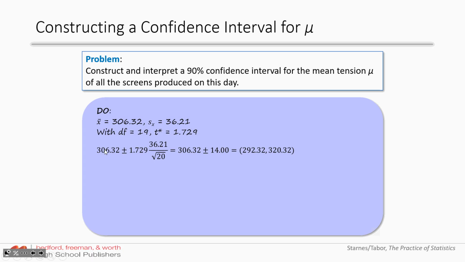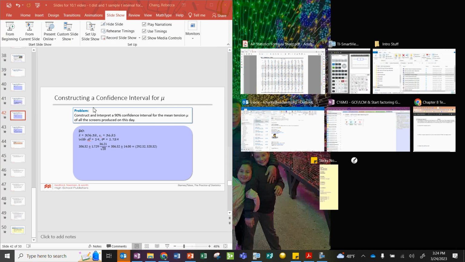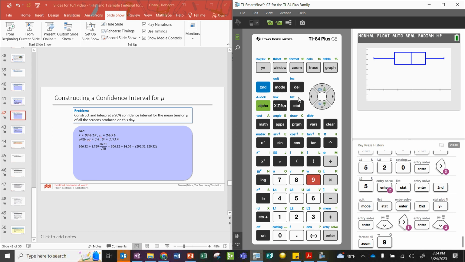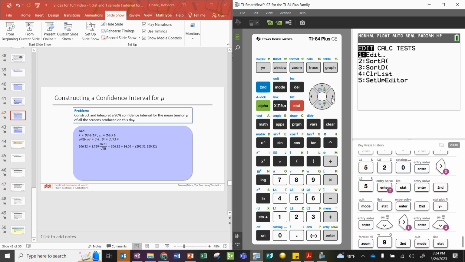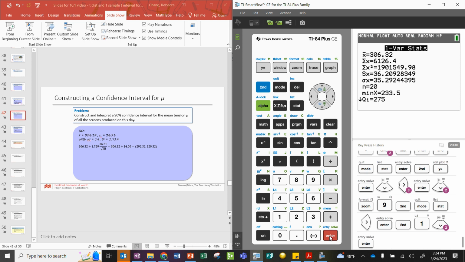So my formula is the mean, which we'll talk about how you can get in just a second, plus or minus the t star standard deviation over root n. Well, guess what? Good news. We know that we can get the mean and the standard deviation of this data because our data is in L1. We can do one variable statistics of second L1, and it's going to give us the mean of the data and then the standard deviation. And keep in mind, I would be using s, not sigma, because it's sample data.